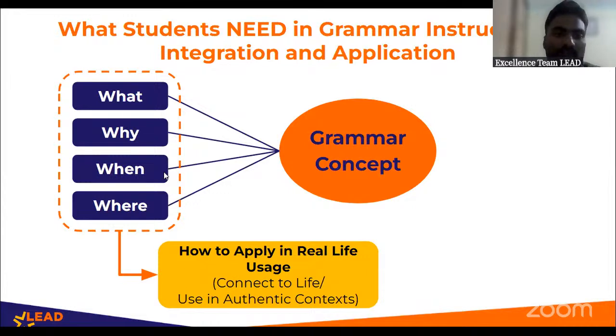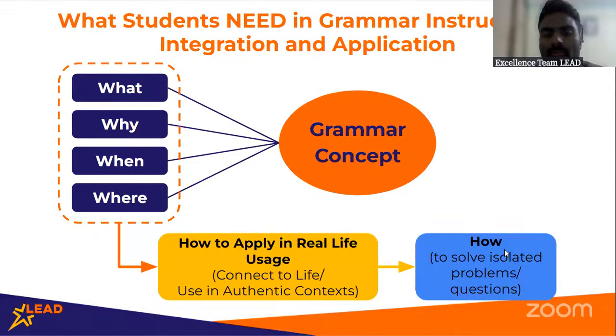So rather than giving just a rule, we also need to give them how to apply this rule in their real life usage, right? That is what has been missing in our normal general classes. But when we say integrated grammar, as we discussed at the start, grammar can be taught in two ways: one is the structural way, the other is the integrated way. We have already talked about the structural way, and now we are talking about the integrated way. In the integrated way, we are focusing on why, when and where to use a particular grammar concept, which is nothing but applying it in real life. Before solving isolated examples, students should first understand how to use it in real life. Do you all agree?